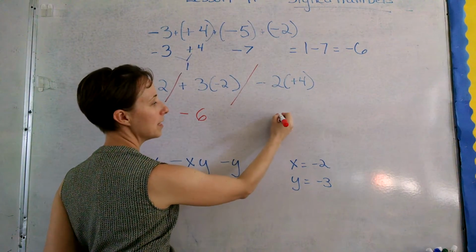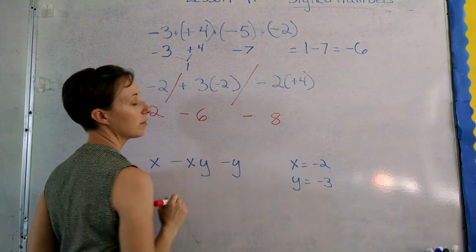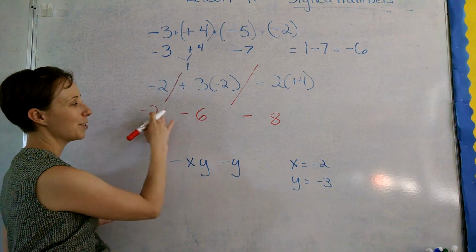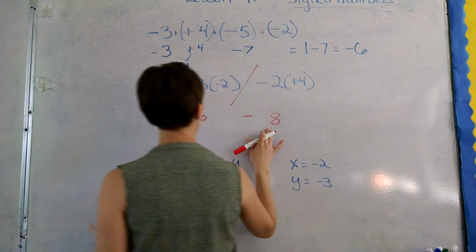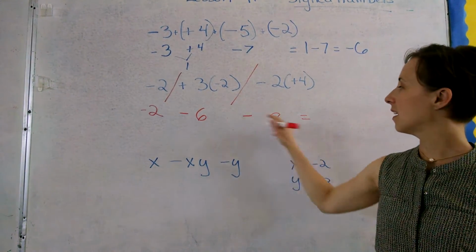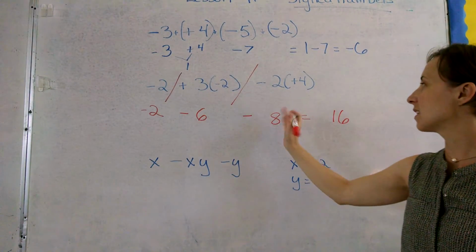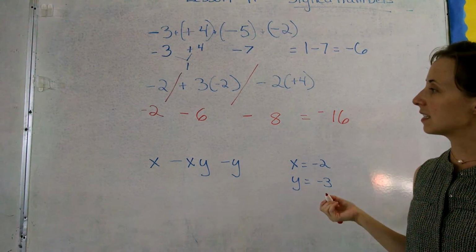And then over here, I have a -2 times 4. 2 times 4 is 8. A negative times a positive is a negative. I'm left with -2 minus 6 minus 8. My goodness, 2 and 8 is 10, and 6 more is 16. There was -2, -6, -8. It is a -16.